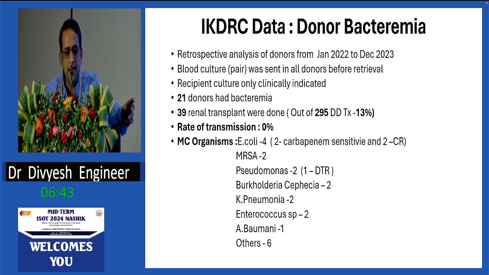So what we see in the last 2 years, we did a total of 295 deceased donor transplants, and out of that 21 donors were found to have a bacteremia. Out of these 21 donors, we did 39 renal transplantations, so that is almost 13% of all donors. And what we found was the rate of transmission was 0%. But we do not do recipient cultures routinely. Recipient culture was used only when clinically indicated, when the recipient got fever. So there was no routine recipient culture.